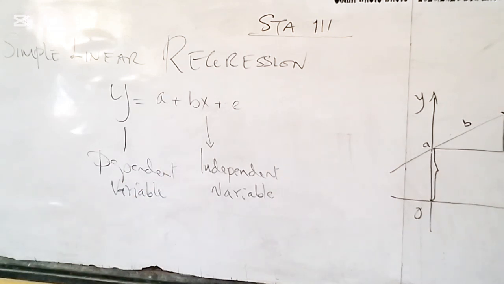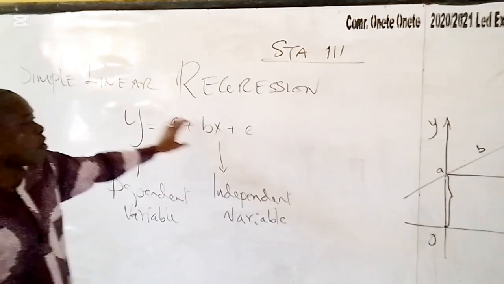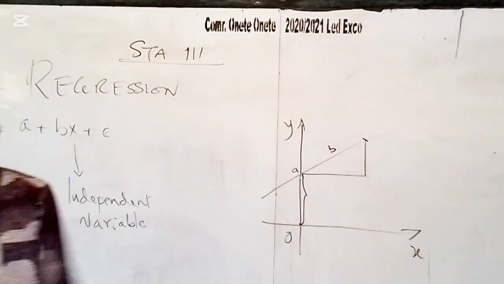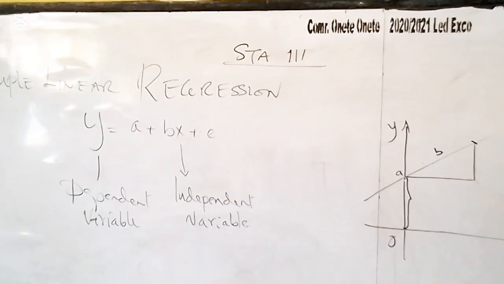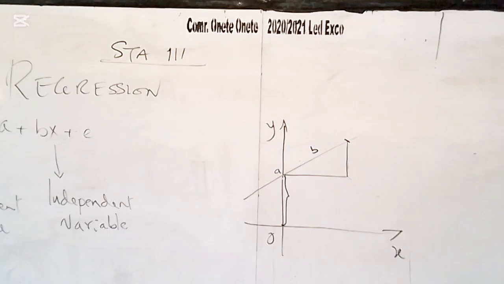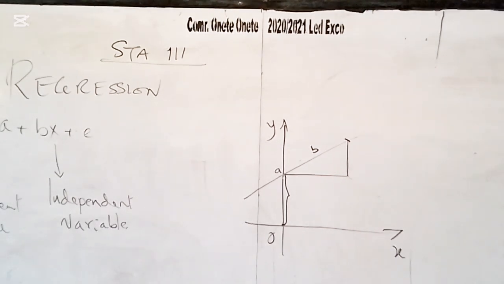Even though they are parameters of the simple linear regression model, A here stands for what? The intercept. While B here stands for what? The slope. Which one have we not explained? Is it not E? Yes. E is called the random error. E is called the error.